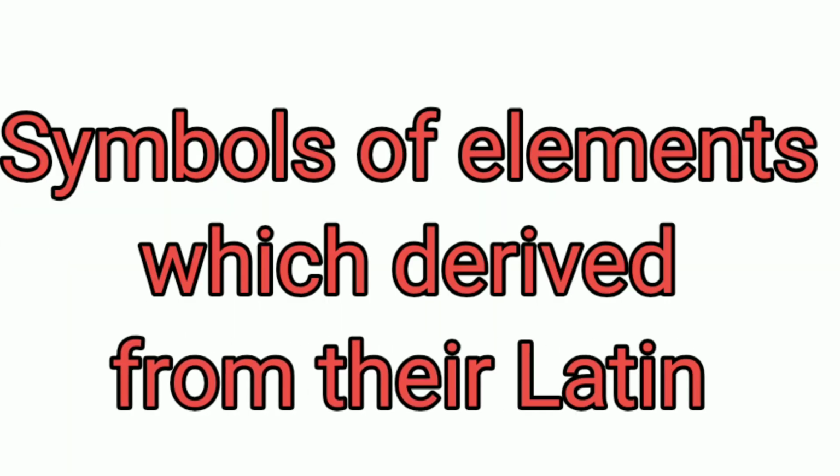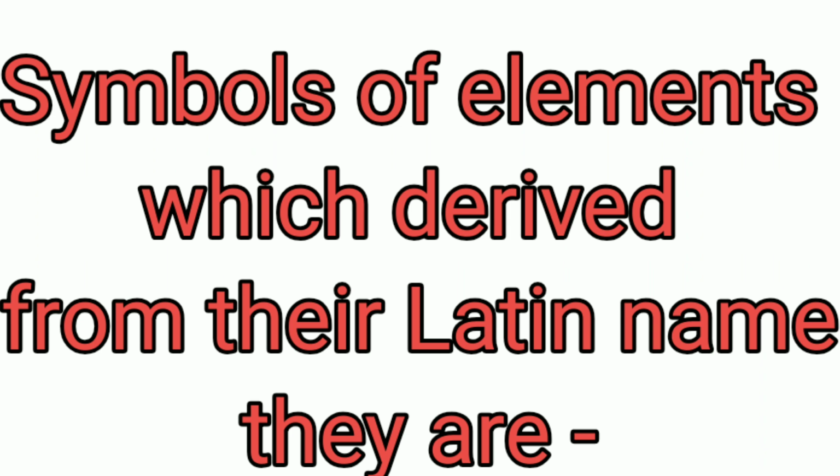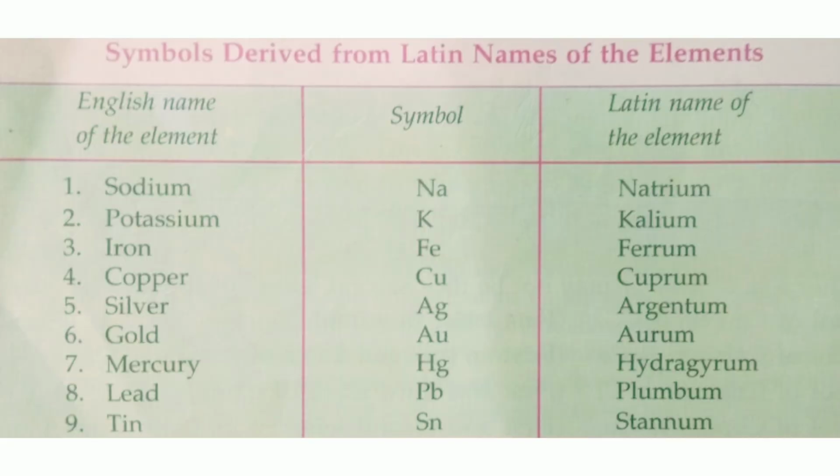Symbols of elements which are derived from their Latin names: the Latin name of sodium is natrium, so its symbol is Na. The Latin name of potassium is kalium and its symbol is K. The Latin name of iron is ferrum, so its symbol is Fe. Similarly, the Latin name of copper is cuprum, so its symbol is Cu. The Latin name of silver is argentum and its symbol is Az. And the Latin name of tin is stannum, so its symbol is Sn.